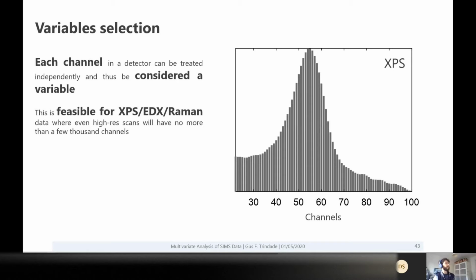So the first thing is something called variable selection. When you're doing SIMS, each channel in a detector can be treated independently, and that's considered a variable. So we could just get each of the channels in a spectrum and then use them as variables. And this is quite often done with data such as XPS, EDX, or Raman, because you only have a few hundreds of channels, or a few thousands, and that's feasible. You can just do it.